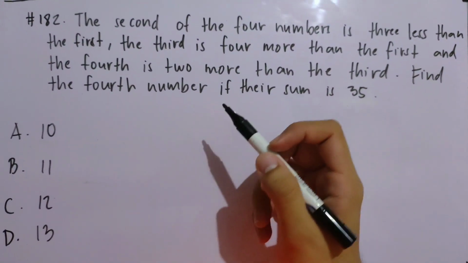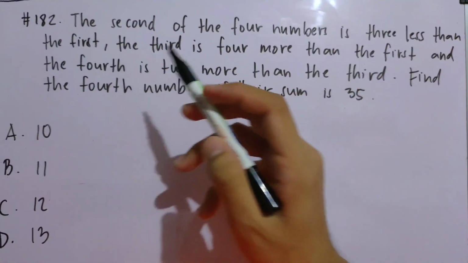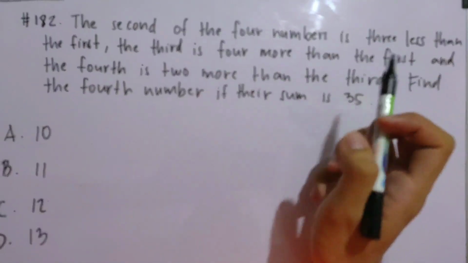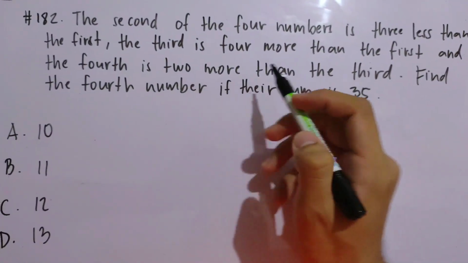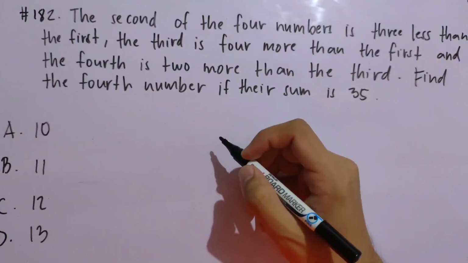Number 182. The second of the 4 numbers is 3 less than the first. The third is 4 more than the first. And the fourth is 2 more than the third. Find the fourth number if their sum is 35.